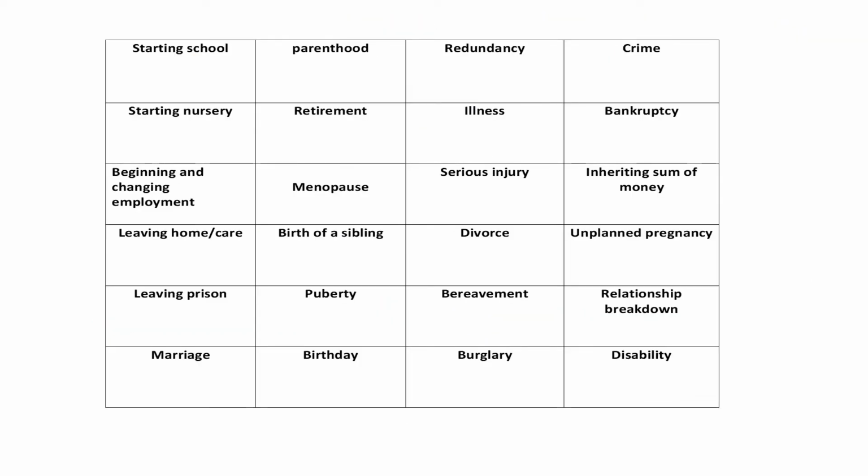So we've got starting school, starting nursery, beginning and changing employment, so a different job role, leaving home or care, leaving prison, marriage, your birthday, going through puberty, having a birth of a sibling, going through menopause, retirement, parenthood, redundancy, illness, serious injury, divorce, bereavement, burglary, disability, a relationship that breaks down, an unplanned pregnancy, inheriting some money, and going through bankruptcy and crime. If you do not know some of these keywords, please Google them to find the meanings out. Press pause and pop those into your expected or unexpected life events and upload the picture.